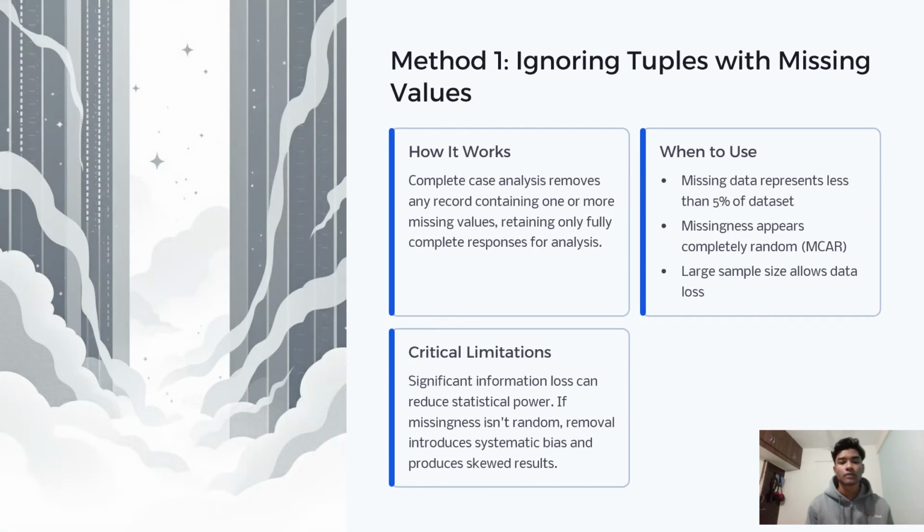Number one, ignoring tuples. This method simply removes any record that contains missing values. It works well when the amount of missing data is very small, less than 5%, and when the missingness is completely random. But the problem is you lose valuable information, and if the data isn't missing randomly, this method can create serious bias.